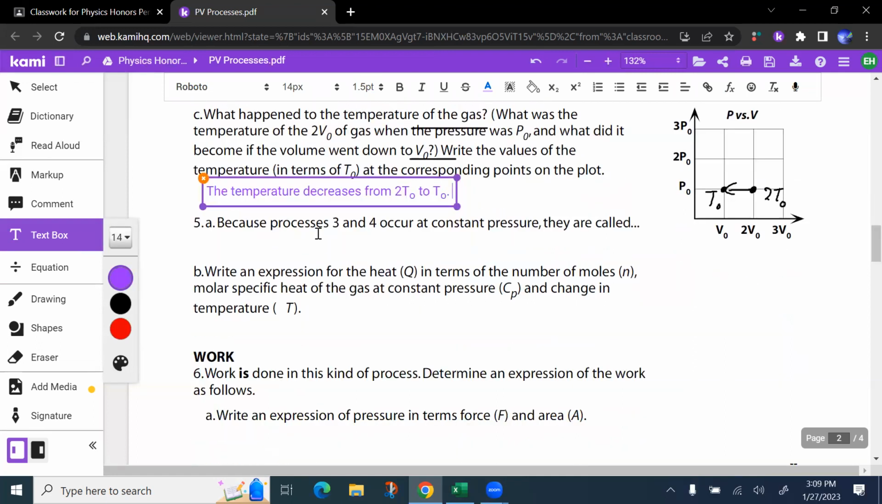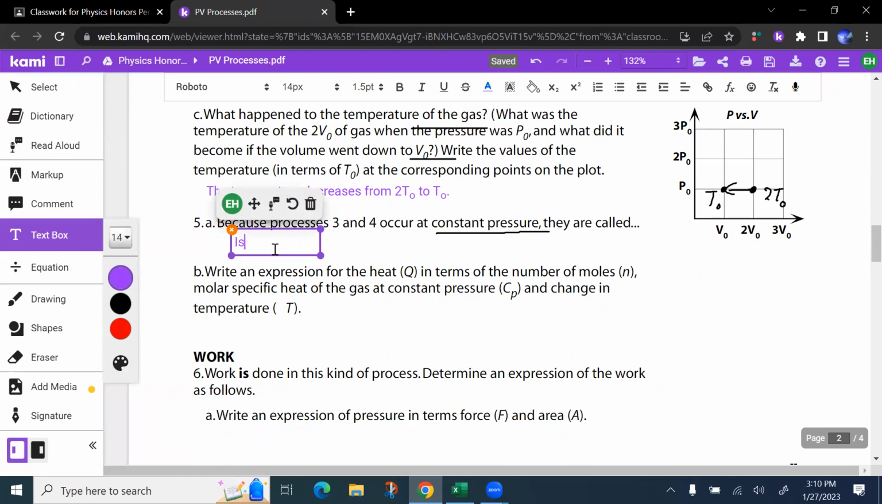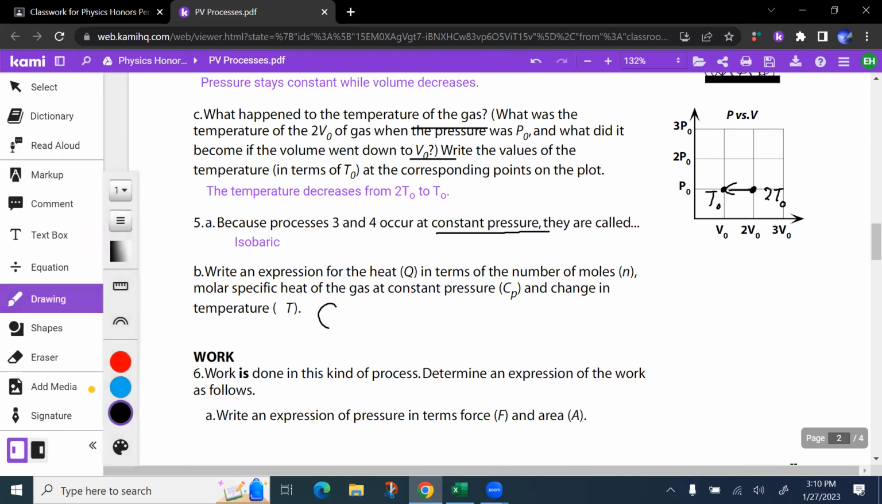Part 5, because processes 3 and 4 occur at a constant pressure, they are called isobaric. So isobaric means constant pressure. Write an expression for the heat in terms of the number of moles, molar specific heat at constant pressure, and the change in temperature. Well, it's still the same equation that we saw last time: Q equals N times C times delta T. In other words, the heat is proportional to the amount of gas and the change in temperature, right? But here's how we can kind of change it. This one is going to be N C_P delta T for constant pressure.